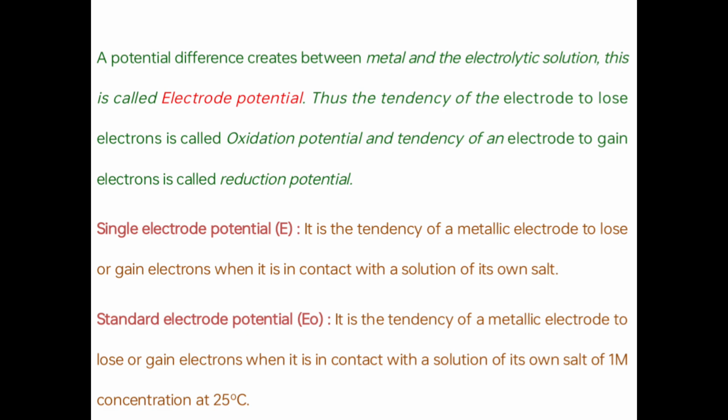Standard electrode potential, E naught, is the tendency of a metallic electrode to lose or gain electrons when it is connected with a solution of its own salt of 1 molar concentration at 25 degrees centigrade.